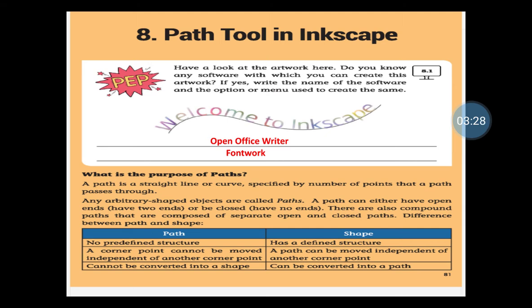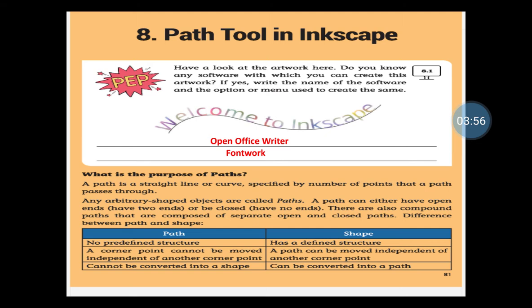Here in Inkscape, there are three types of paths. One is open path, open end path, and another one is closed path. Another one is composed path. Composed path means there is one separate open and separate closed path. Okay, this example I will show you next.